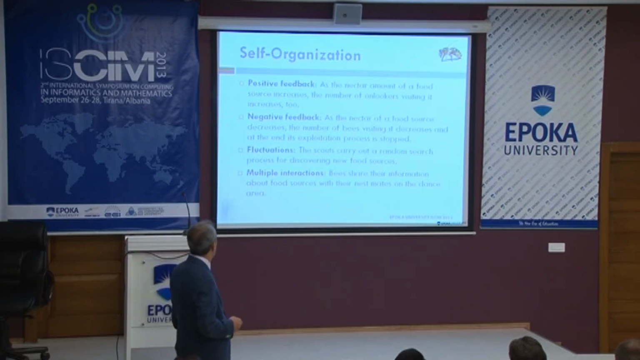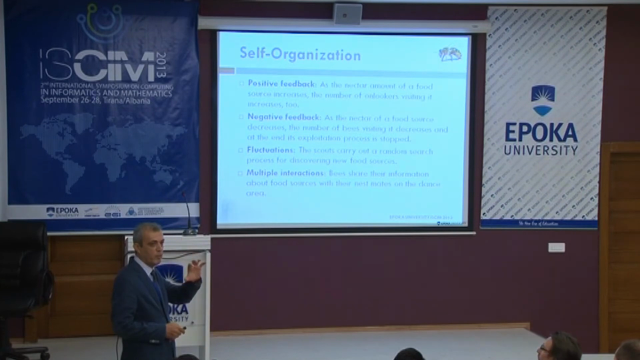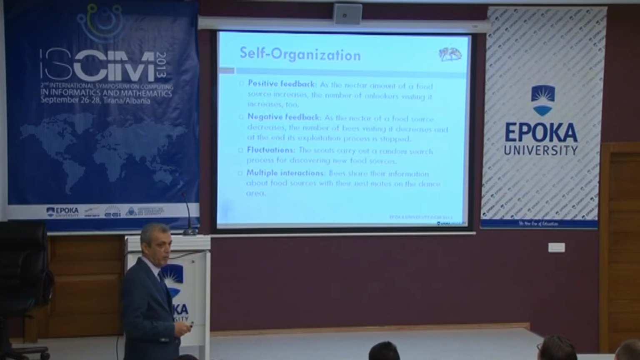Self-organization, positive feedback. Okay, now if you remember, we mentioned that there are four properties for self-organization. The first one, positive feedback. In honeybee or forager bees, as the nectar amount of the food source increases, the number of onlookers visiting it increases too. This behavior, of course, shows a positive feedback for the swarm, forager bees behavior.